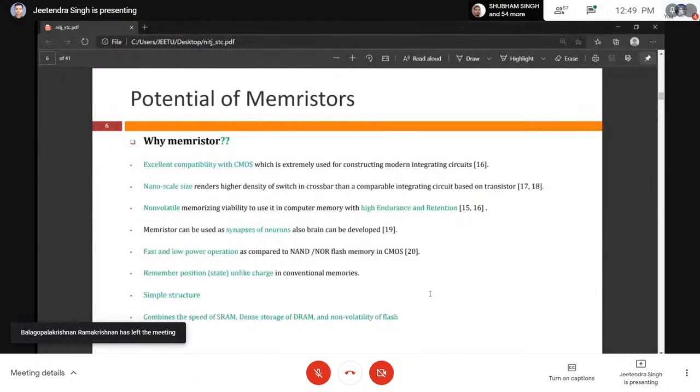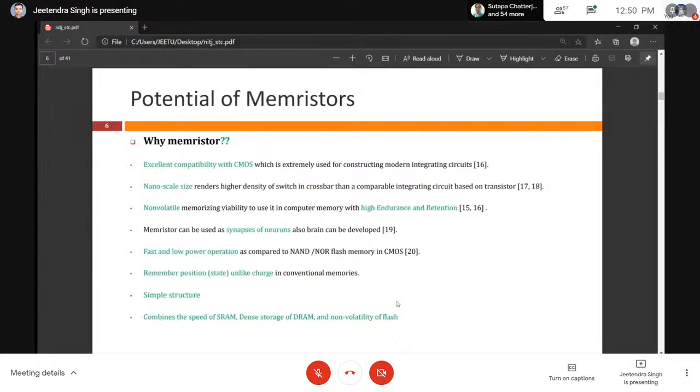Also, it has nanoscale sizes. You know that the first memristor, fabricated in 2008 by the HP lab, is only 10 nanometer in dimension. It is seen that as the dimension of the memristor is scaled down, its memristance increases. As it is a very nanoscale size, if we use it in the cross array structure, then it gives high density.